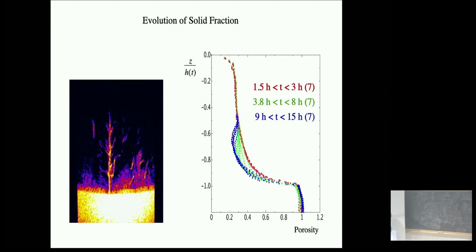Okay? But here we've scaled depth with the actual thickness of the mushy layer. When the mushy layer was thin at early times, there was no convection. When the mushy layer got thicker, convection could begin, and convection takes salt through the mushy layer and down through the brine channel out into the ocean, which means this region here has a bulk salinity that is getting less and less. Okay, we're taking salt out of this region. And as we take salt out of the region, the solid fraction of ice increases.